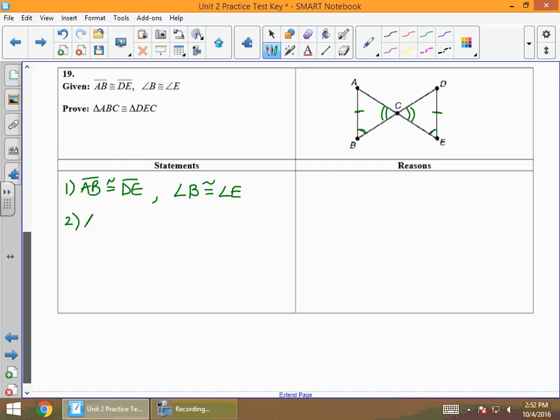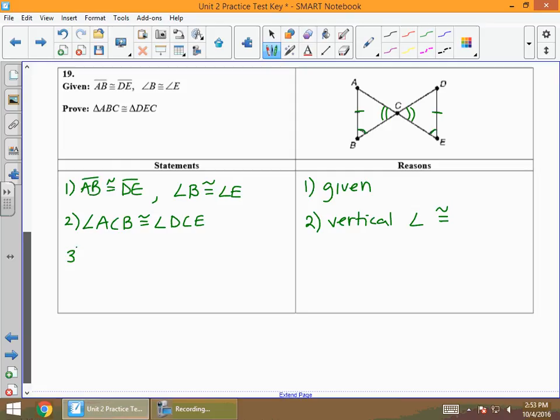So how do I name them? Angle ACB is congruent to angle DCE. Number 1 was given. Line 2, because vertical angles are congruent. And this is already enough.